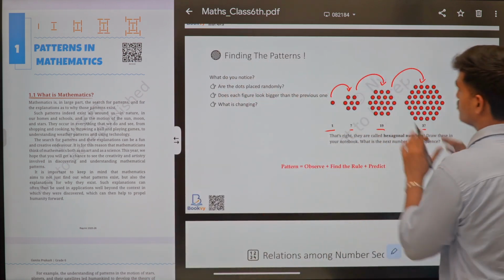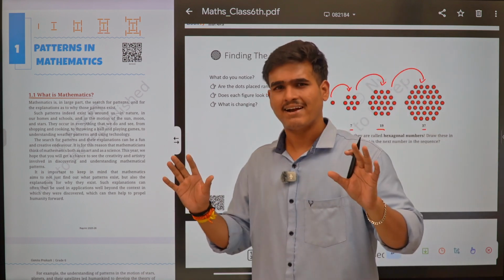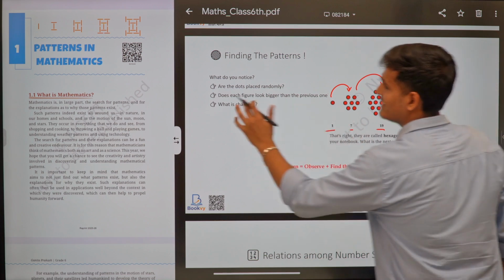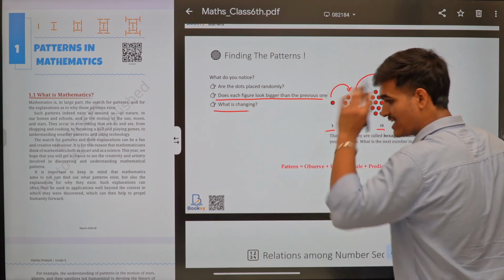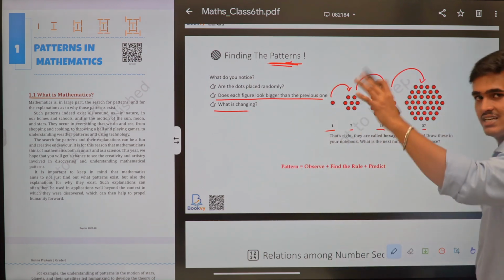In this, you can see the pattern is following a hexagonal pattern, but we don't have to look at the shape. We just want to figure out whether each figure looks bigger than the previous one, what is actually changing, and what pattern it follows. We just have to find that out.